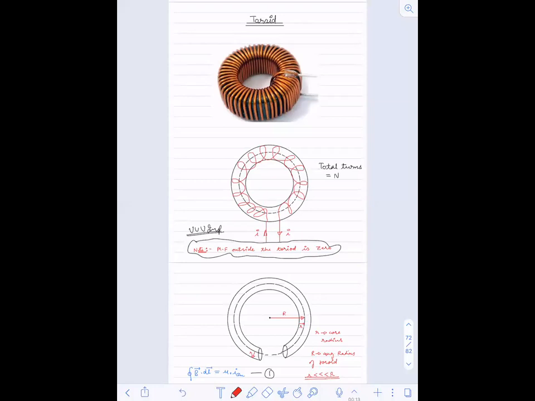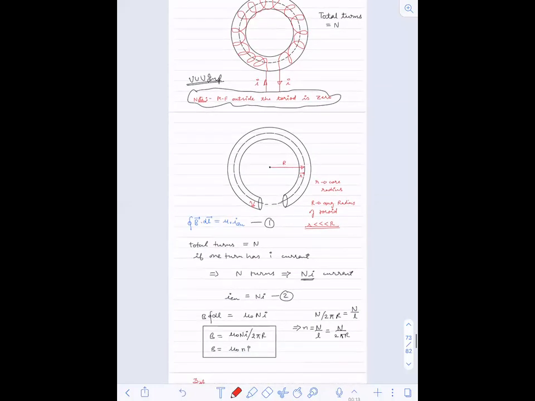Okay, I'll check that. The direction of I1, I'll check that.